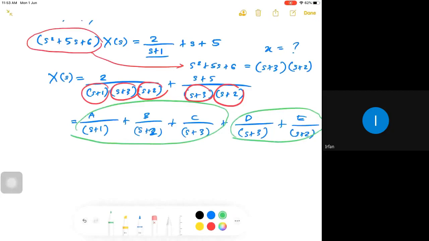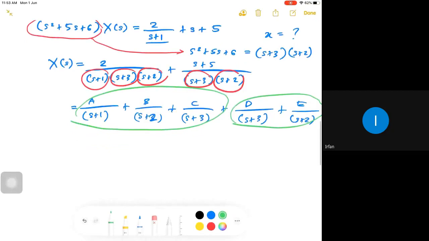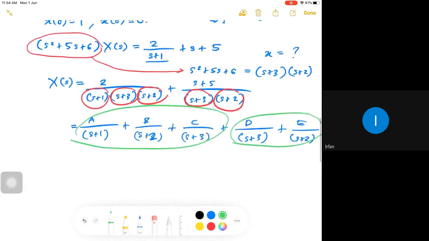So to find the value of A, I think I don't have time to explain how to do the cover up rule. So I just put the values of A, B, C, and if you want to learn how to use the cover up rule, I can teach you. I think I will make an extra video for example 11.35. So I will teach you how to use the cover up rule. So right now I just continue finishing this equation.